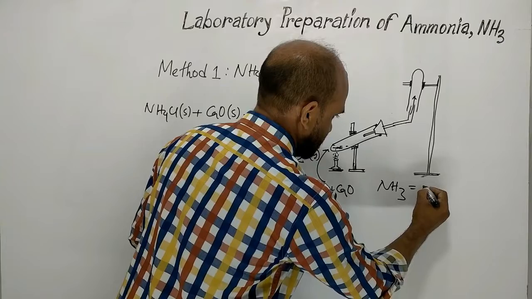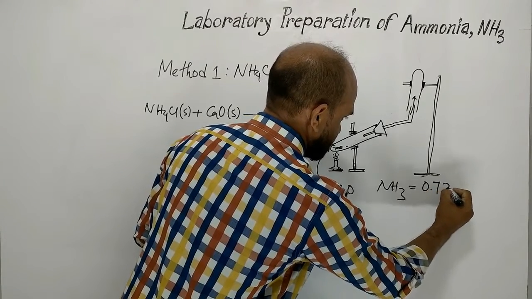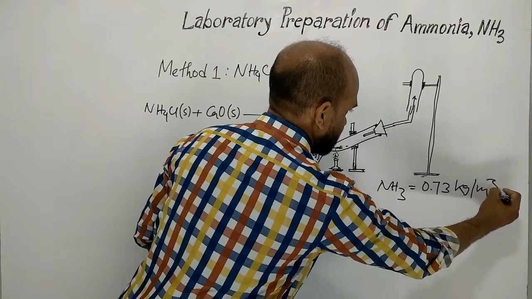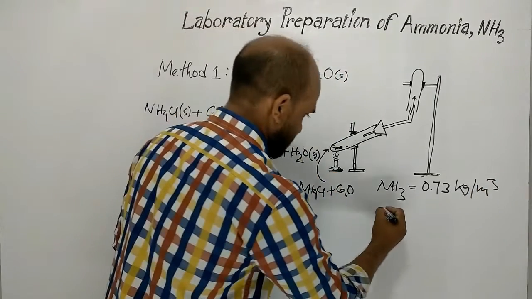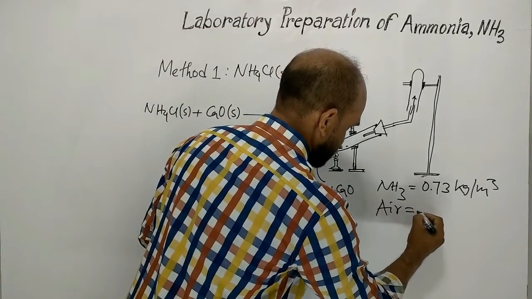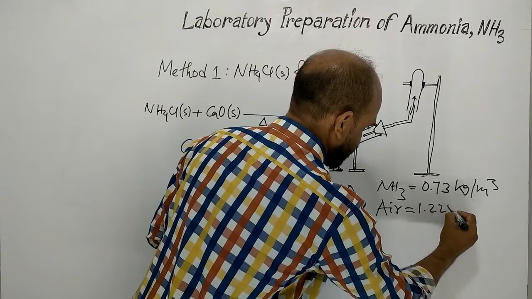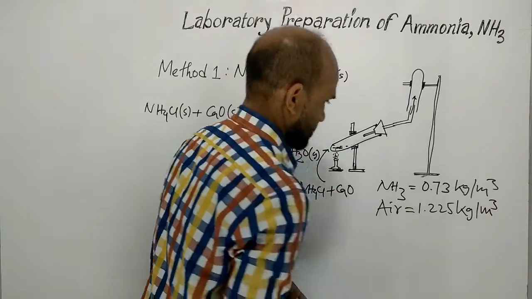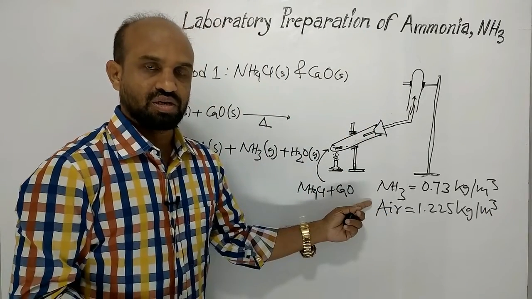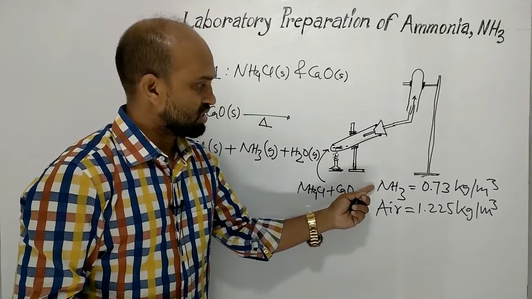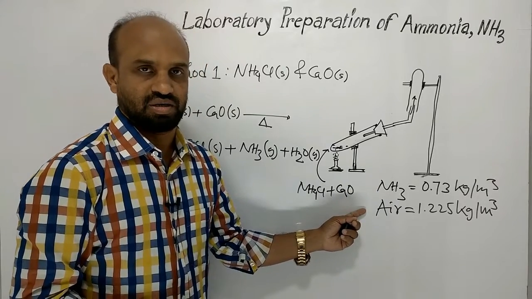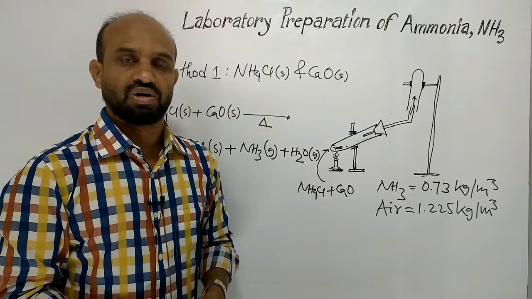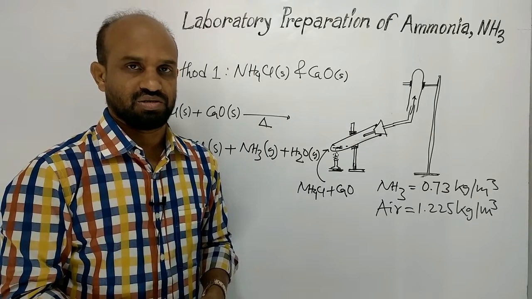is 0.73 kg per cubic meter and density of air is 1.225 kg per cubic meter. From this data, we can say that ammonia is lighter than air. That is why ammonia is collected by downward displacement of air.